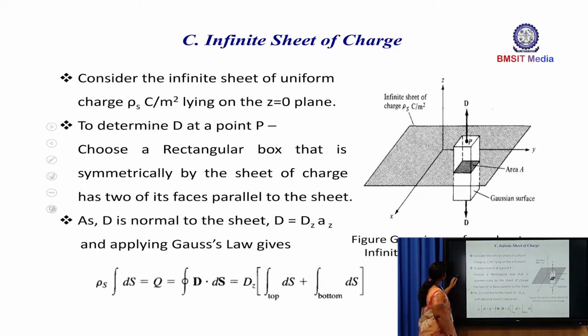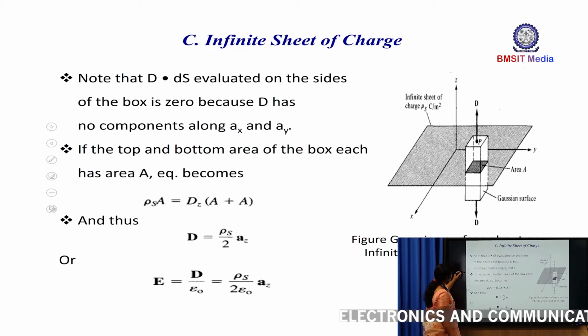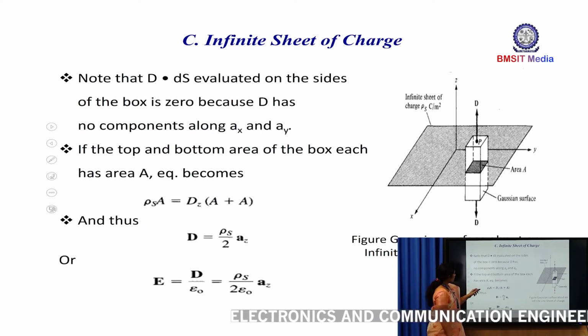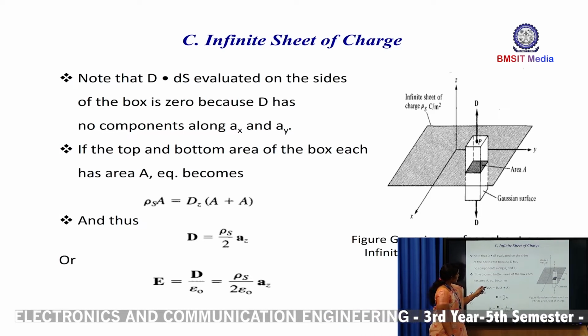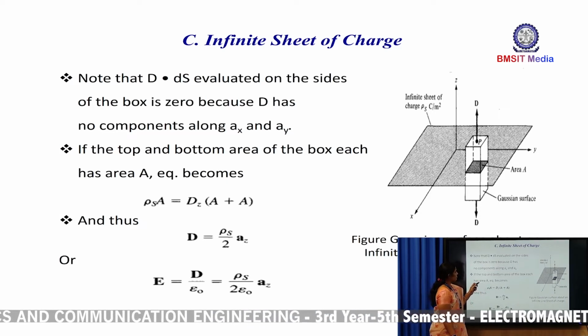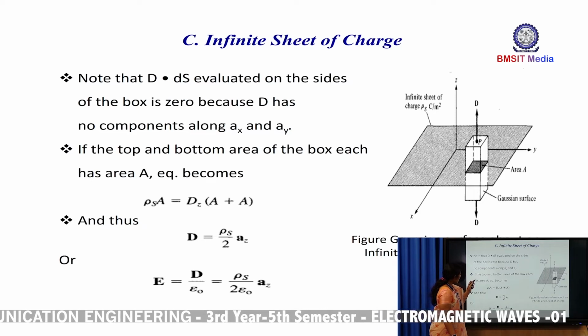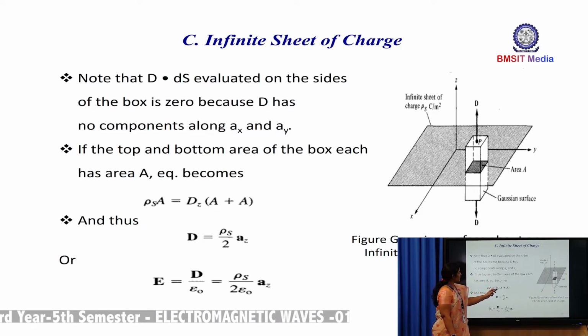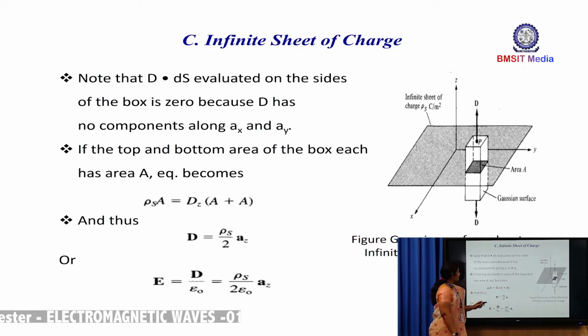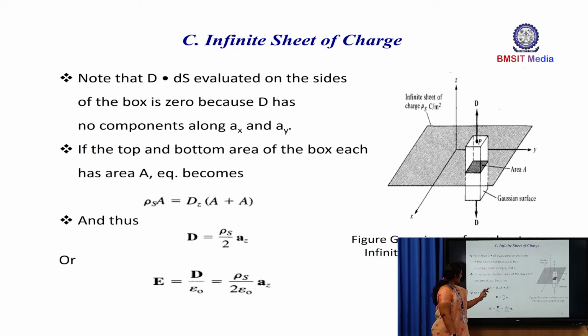So when we consider A, how is it going to substitute? So rho s A is equal to, here each box has area A. So rho s A is equal to Dz of A plus A. So this becomes 2A. So A gets cancelled, D is equal to rho s divided by 2 into Az.